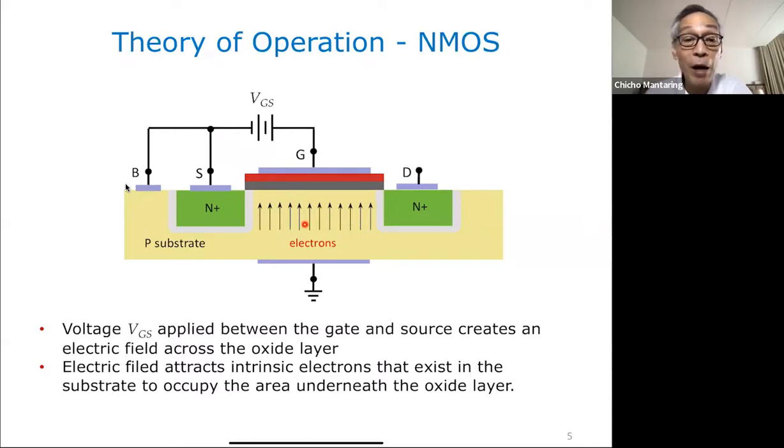Now, are there electrons in the P substrate? Remember, this is a P-type. Yes, there are electrons in the P substrate. These are intrinsic electrons, due to electron hole pairs created because the temperature is not at 0 degrees Kelvin. So thermally generated electron hole pairs give us intrinsic electrons, and those electrons are going to be attracted to this particular region.